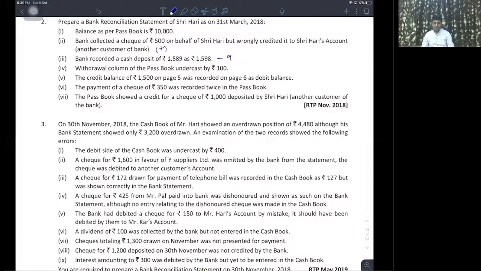Next, withdrawal column of passbook is undercast by rupees 100. Withdrawal column of passbook, cash book nahi, passbook is undercast by rupees 100. Now you go back to the passbook, not the cash book. Passbook का withdrawal column मतलब डेबिट साइड. पासबुक का डेबिट साइड उन्होंने कम कर दिया, मतलब दे आर शोइंग मोर फेवरेबल बैलेंस एज कंपेयर टू कैश बुक.